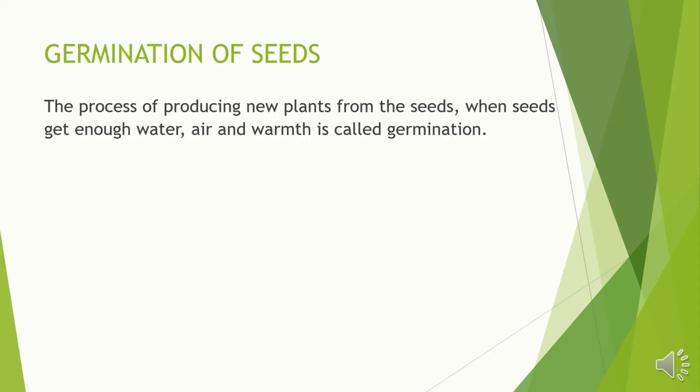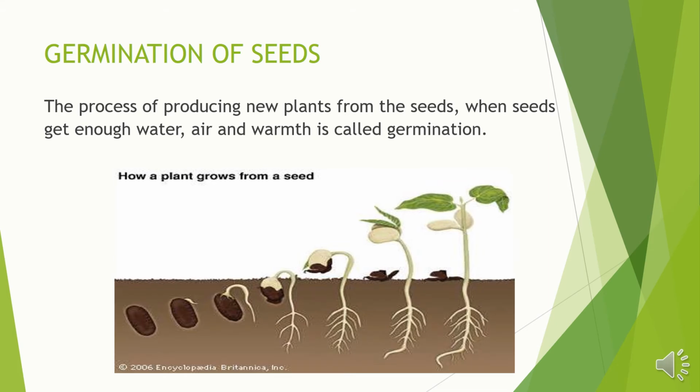Let's understand germination of seeds. The process of producing new plants from the seeds, when seeds get enough water, air and warmth, is called germination. In this diagram, various stages of seed germination are shown.